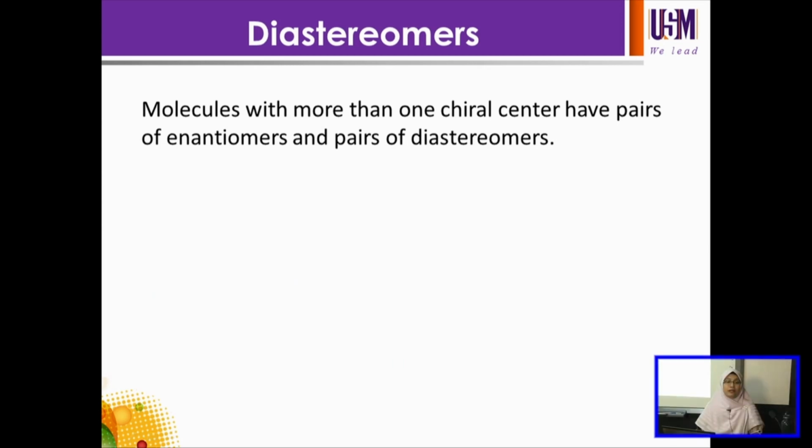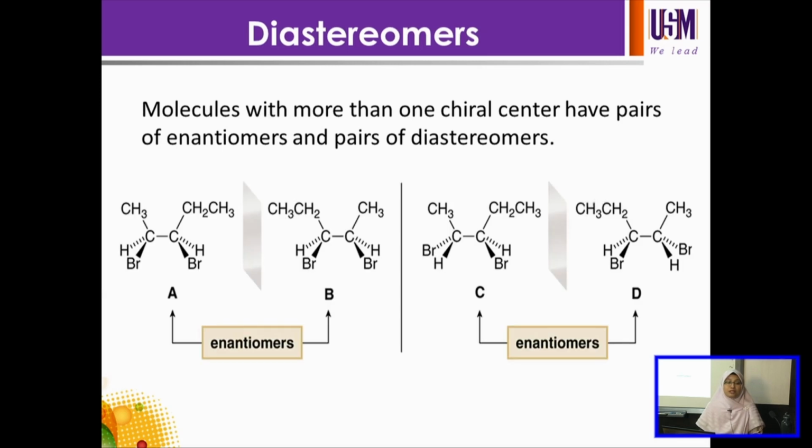Molecules with more than one chiral center have pairs of enantiomers and pairs of diastereomers. So for example here, we have 4 compounds. Compounds A and B are a pair of enantiomers, while compounds C and D are a pair of enantiomers. So we have here 2 pairs of enantiomers. You can see here that compounds A and B have non-superimposable mirror images, and compounds C and D here are also non-superimposable mirror images.